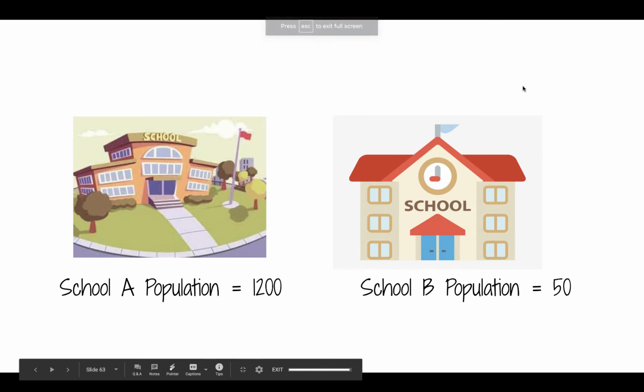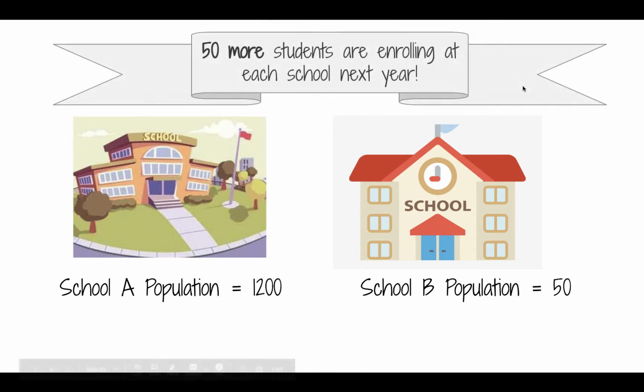Suppose you heard that a school was going to get 50 more students next year. You could describe this change as an increase of 50 students. Look at school A. The population right now is 1,200. Next year, they're going to get 50 more students. So they'll be at 1,250.